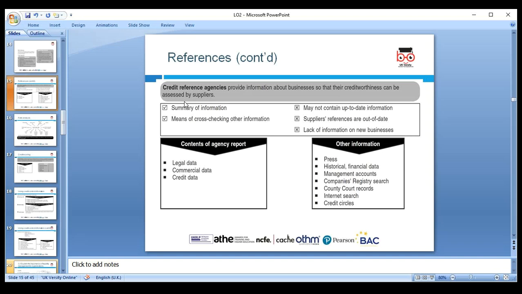The content of agency reports and other information like press, historical financial and management accounts, all this information helps us make the decision properly. Do we grant the credit or not grant the credit to the individual? Any questions up to now, please?